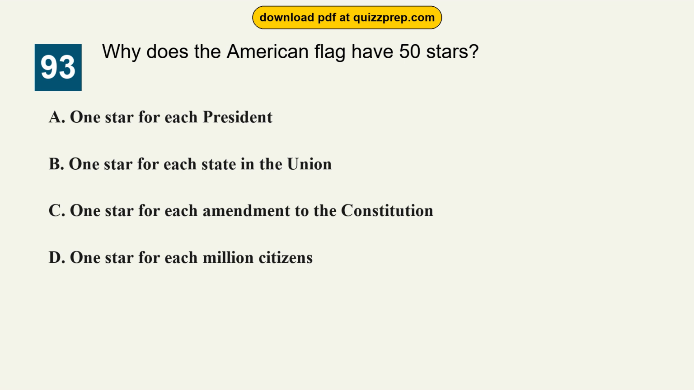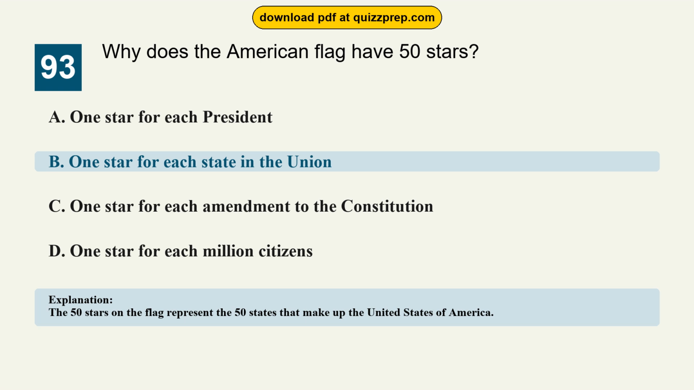Question 93. Why does the American flag have 50 stars? Option A. 1 star for each president. Option B. 1 star for each state in the Union. Option C. 1 star for each amendment to the Constitution. Option D. 1 star for each million citizens. The correct answer is option B. 1 star for each state in the Union. The 50 stars on the flag represent the 50 states that make up the United States of America.